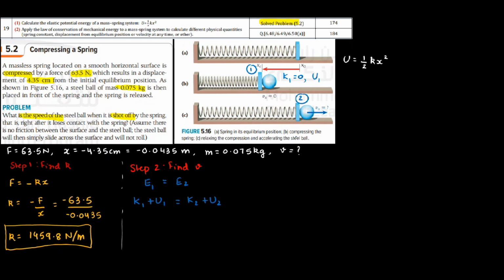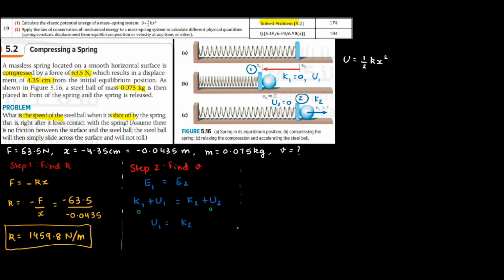At point 2, the spring is no longer compressed, neither it is stretched. It is present at the equilibrium position. So potential energy of the spring at point 2 is 0. But since the ball is moving, there is kinetic energy because of the ball. So at point 2, you have kinetic energy present and potential energy of the spring is 0. So I'm going to substitute that knowledge here. We know for 1, K1 is 0 and for 2, U2 is 0. So when I substitute that, I am left with U1 equals K2.